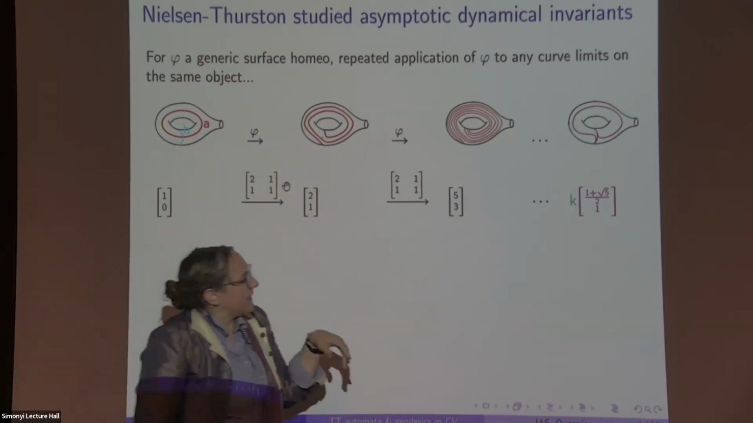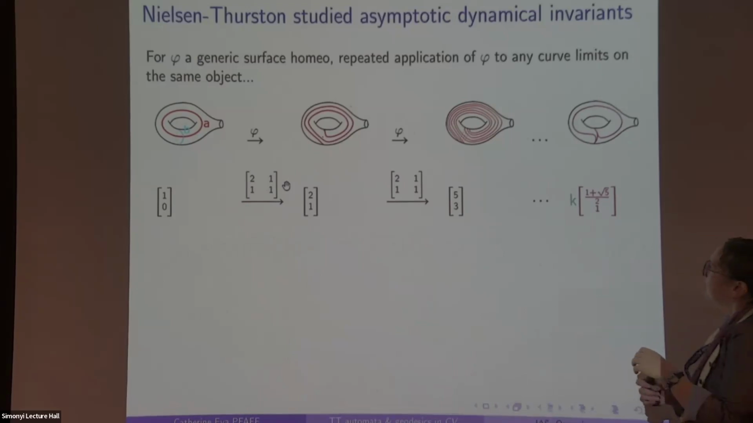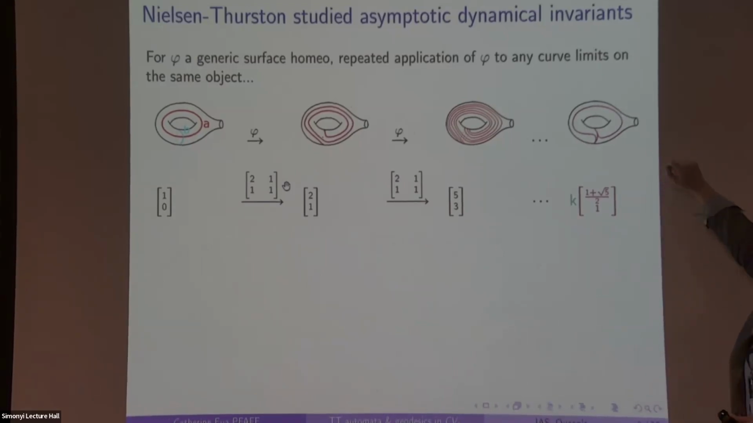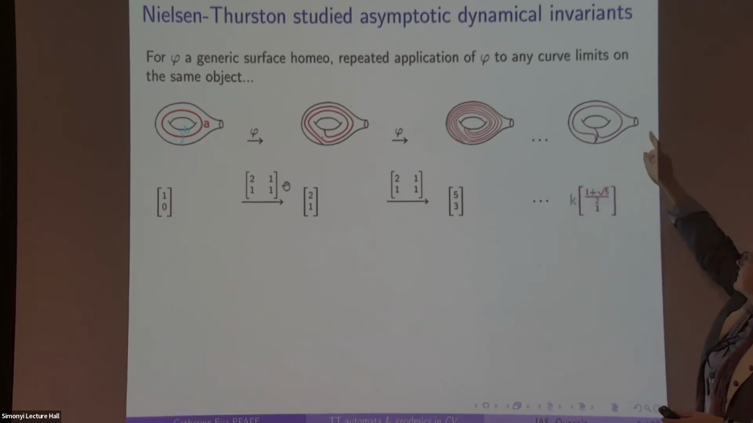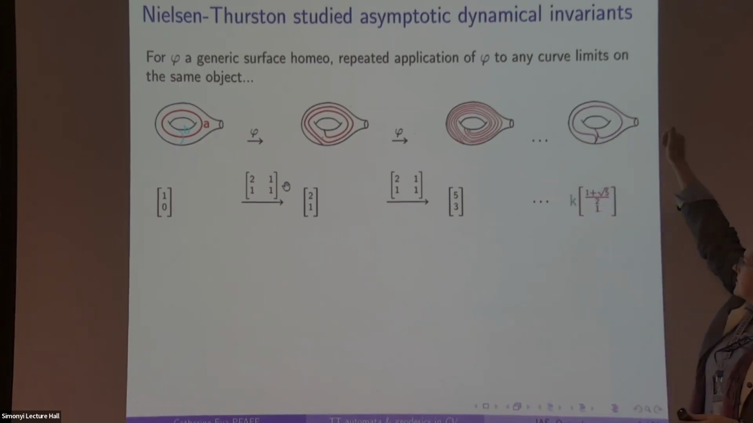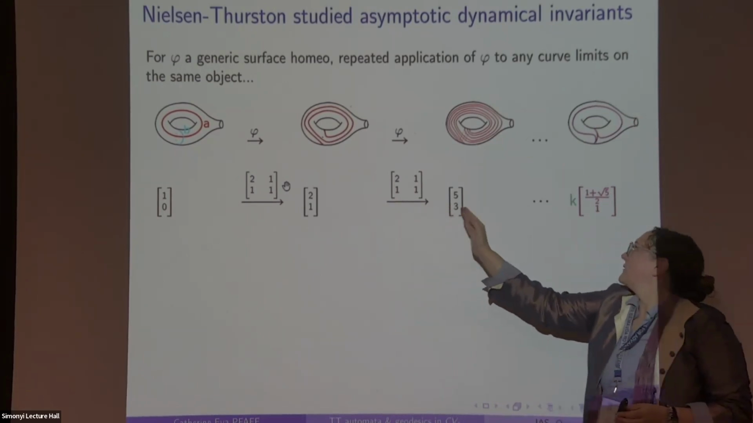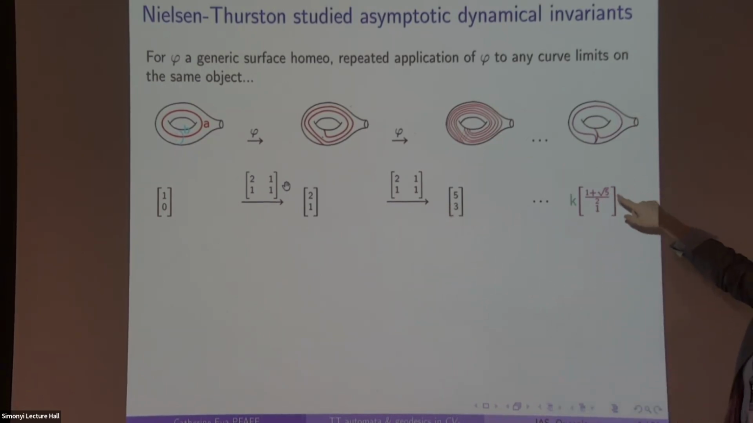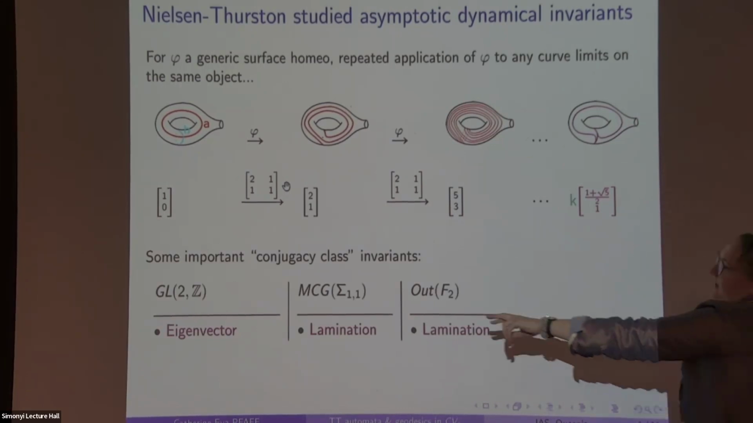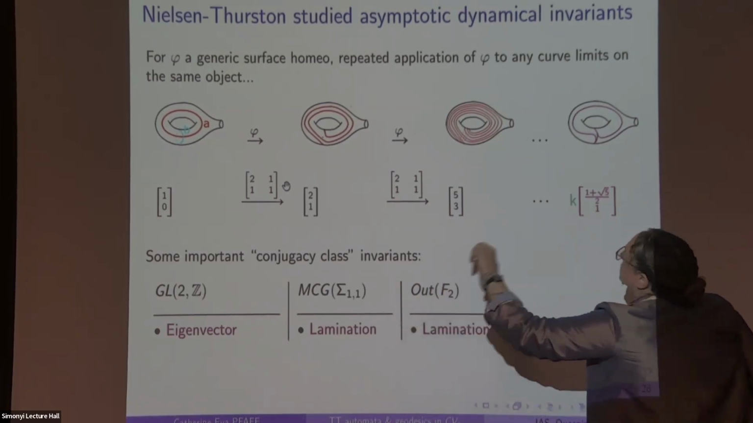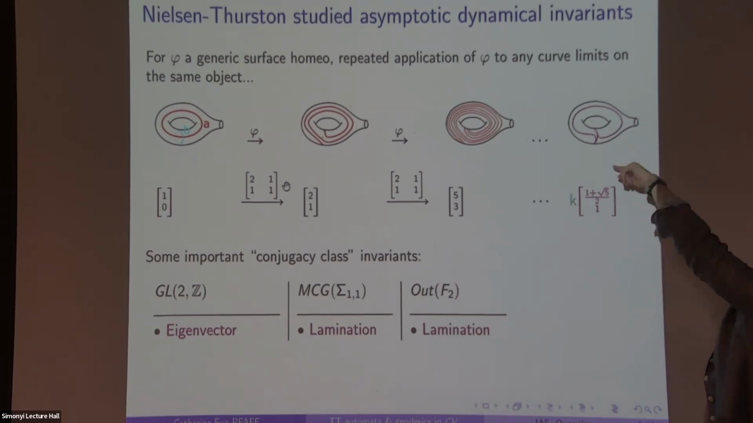I would keep on doing that, and then as I got over here, so I've approximated my lamination with a train track, but here I'm converging onto a train track. Over here, these vectors are converging onto an eigenvector and an eigenvalue. And then I'll talk a little bit about some invariants, and here's what they are in this picture. So the eigenvector corresponds to the lamination, which is approximated by this train track here.